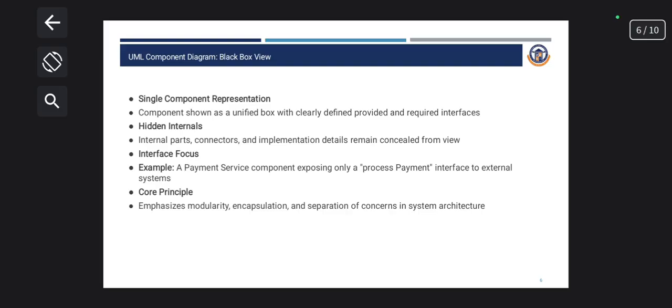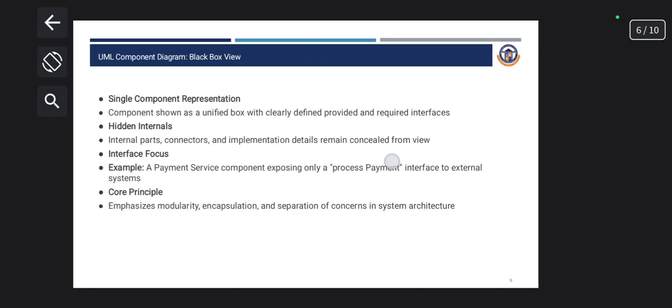The core principle here is to emphasize modularity, encapsulation, and the separation of concerns. So, in system design, by focusing on interfaces rather than internals, we can make the system easier to understand, maintain, and use. So, this is known as the component diagram in the black box view.